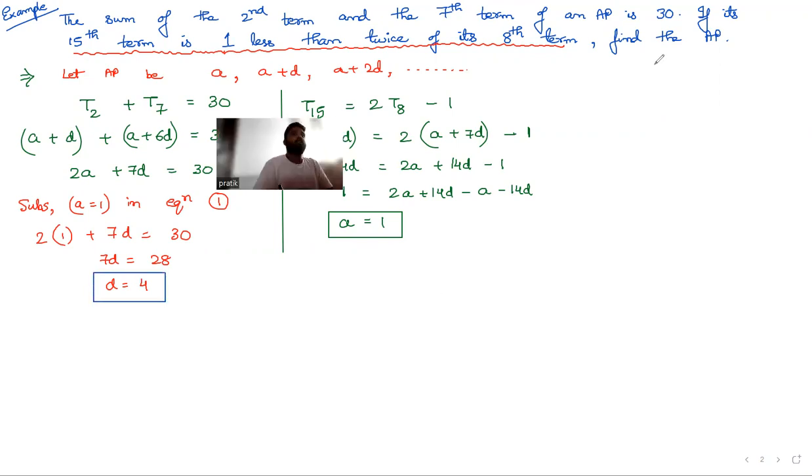What did they ask? They asked you to find out the AP. So what was the AP that we had assumed? It is a, a plus d, a plus 2d. So therefore the arithmetic progression is, instead of a, I'll write 1. Instead of a plus d, 1 plus 4 is nothing but 5. Then it is 1 plus 2d, that is 1 plus 8, which is nothing but 9. So it's an increment of 4. So 9 plus 4 is 13, 13 plus 4 is 17, correct?